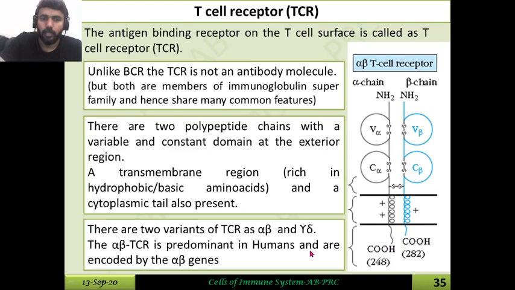right? And when we analyze in detail, there are two varieties of T cell receptors. One is called the alpha beta T cell receptor, and the other one is the gamma delta T cell receptor. The alpha beta T cell receptor is the predominant type in humans, and in most mammals. So we will be further discussing the alpha beta T cell receptor. These are encoded by the alpha and beta genes.